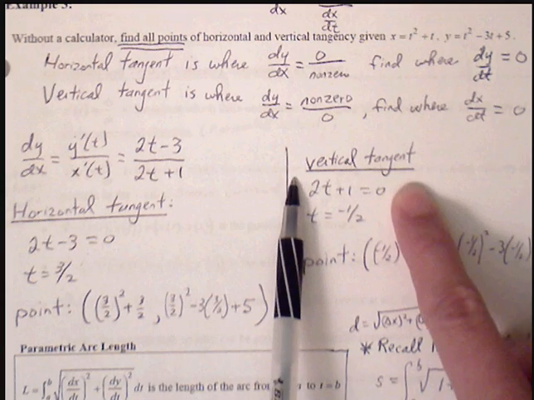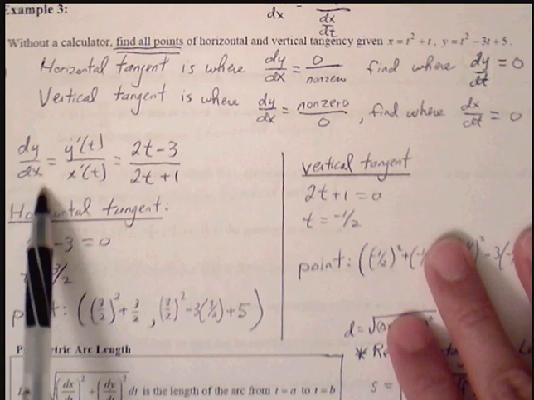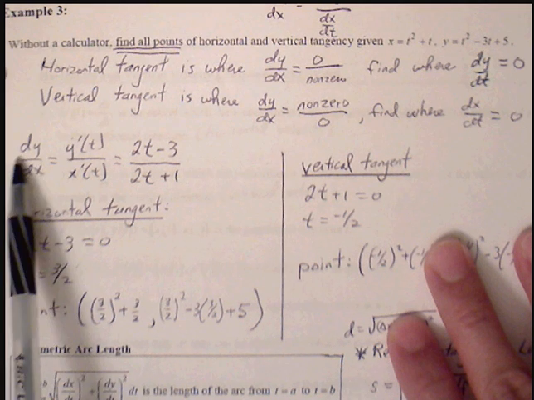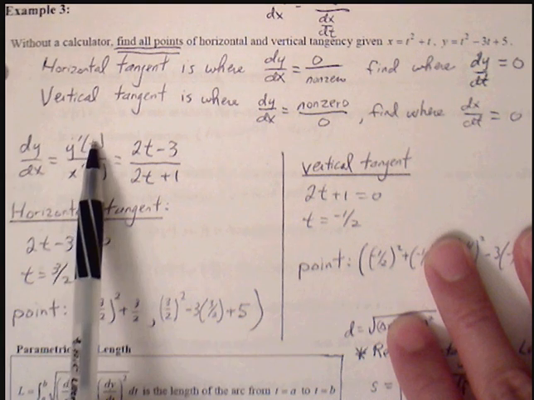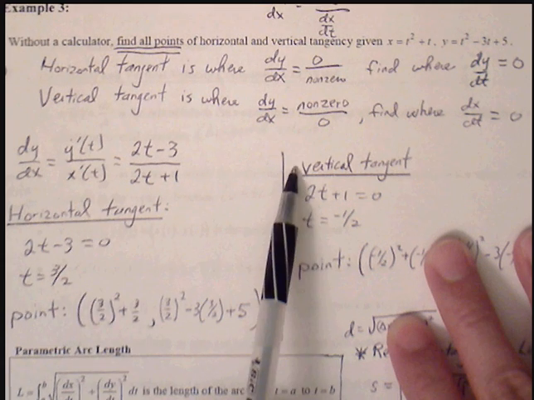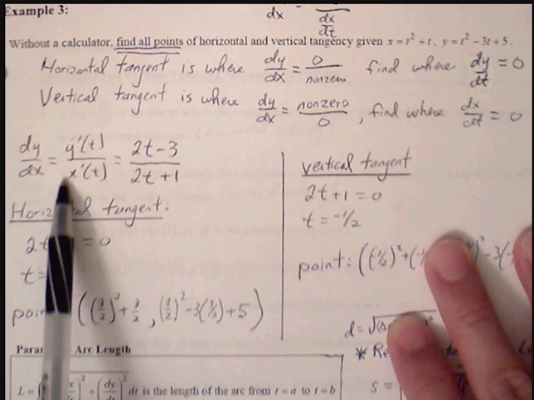Vertical tangent is going to occur where the denominator of our derivative is equal to 0, right? Where the slope does not exist. Horizontal tangent is where the slope is 0, so the numerator of the derivative is equal to 0. Vertical tangent is where the denominator of our derivative is equal to 0.